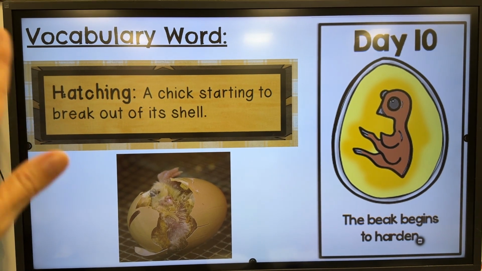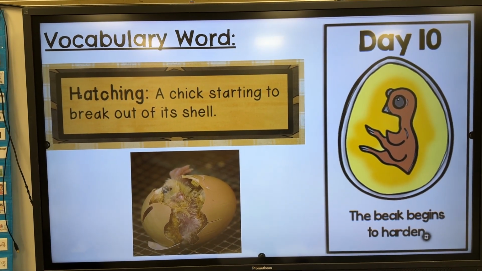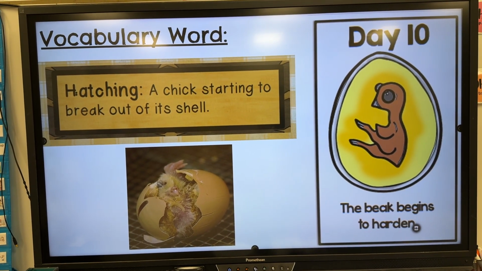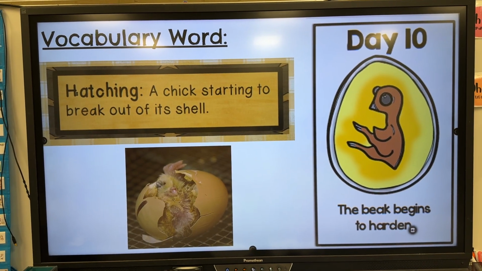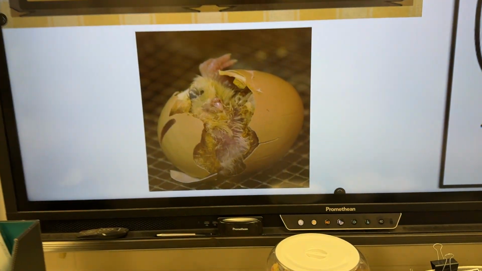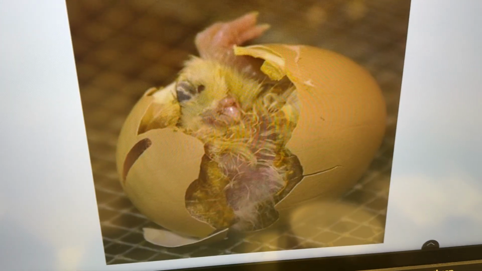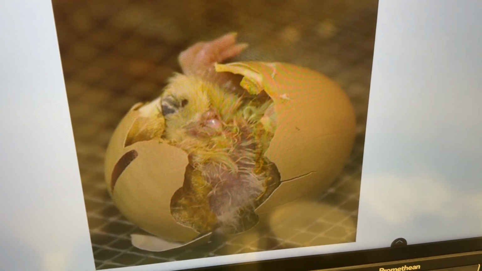So we're going to take this suffix off and use just the root word hatch today, which means a chick starting to break out of its shell. I want you to look at this picture of a chicken who is hatching. He kind of looks gross, doesn't he?